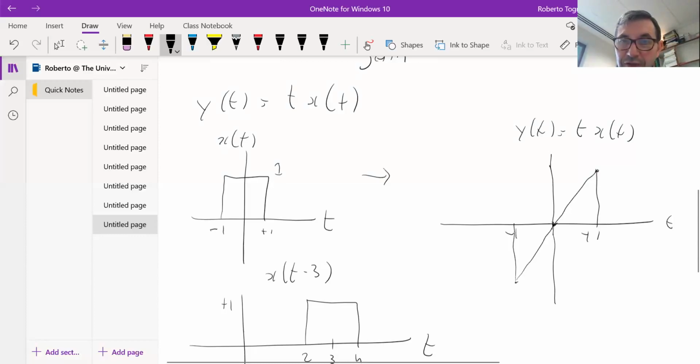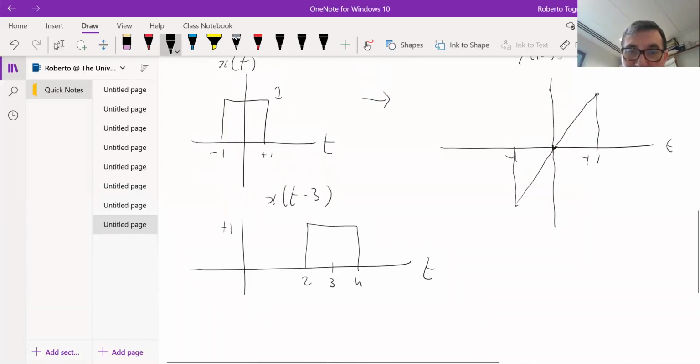So t equals 0 gives you 0. t equals 1 means the gain is 1, and the gain is going to be 1 times a signal which has a value of 1. And here the t is -1. The value of x at -1 is 1, so you get -1 times 1 is -1. And you can probably guess it's going to be a straight line. So that's what you have.